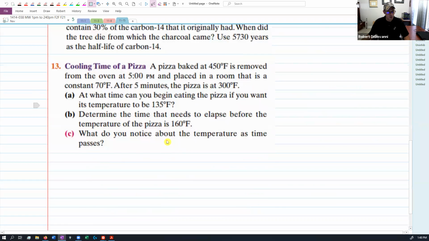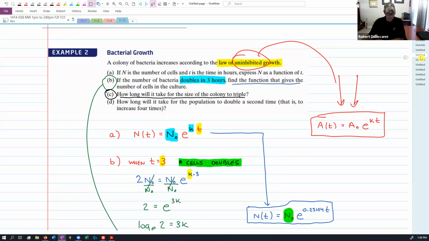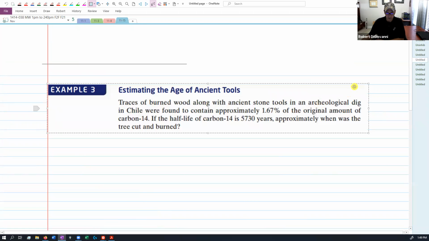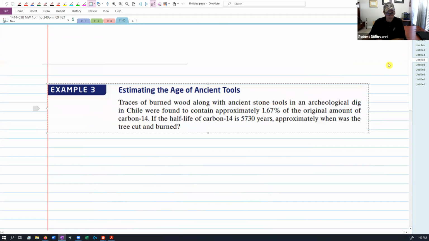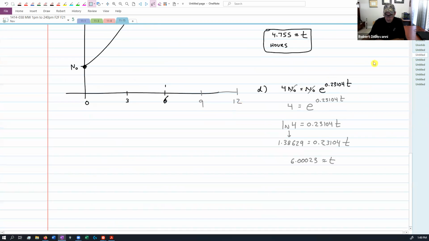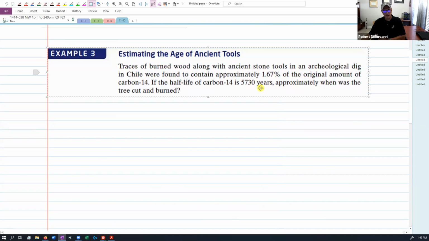In your homework, problem 2 is basically this, all right? So see how that goes for you. I feel like I'm missing a problem here. Hold on. No. All right. I'm going to give you a moment to read through this.